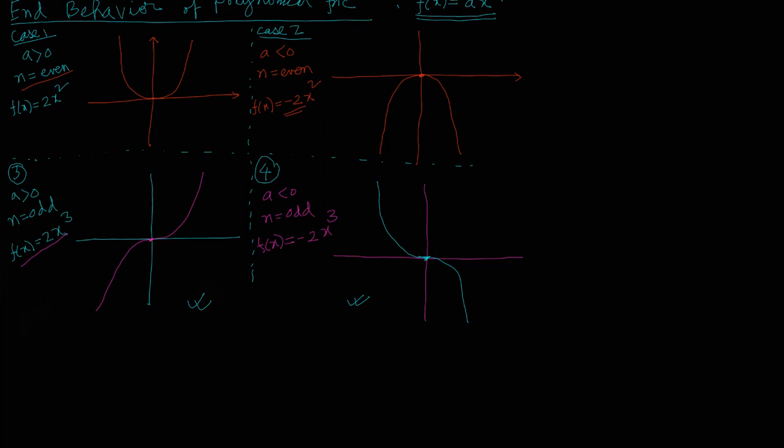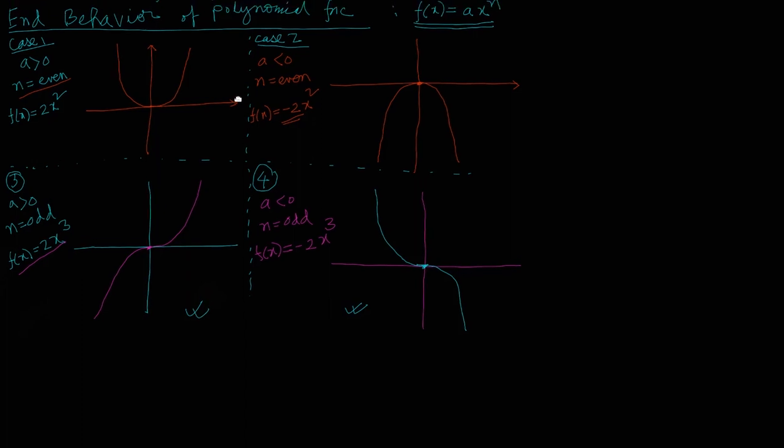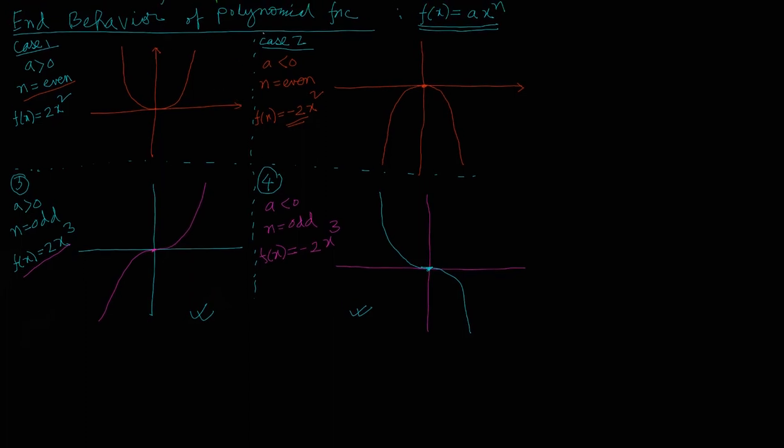Hello everybody, in this video we'll try to understand the end behavior of a polynomial function. Just to remind you, in the last video we saw the end behavior of a polynomial function using a power function f(x) = a x^n, and we have seen that we have four cases.